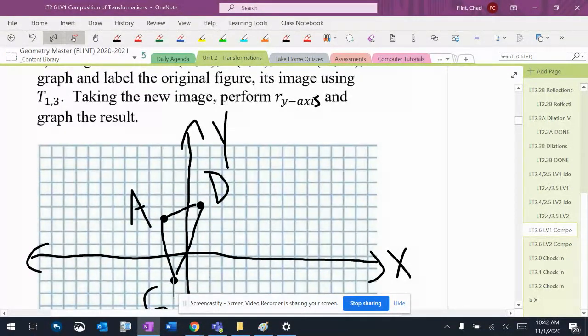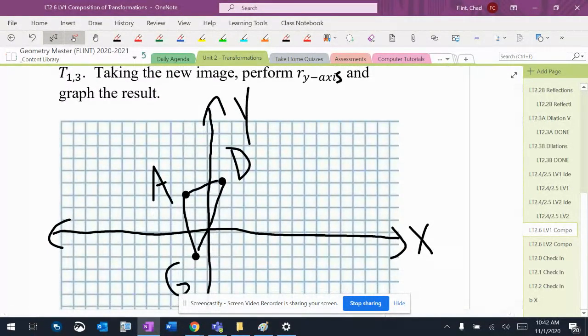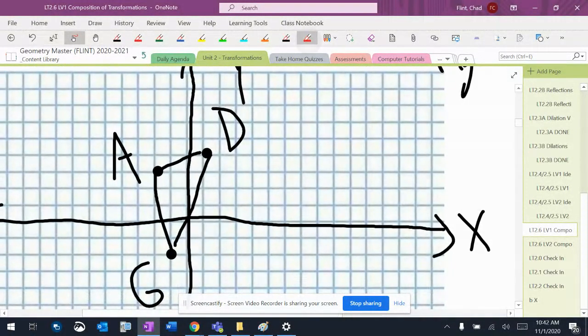So it wants me to do a translation right here. You got to make sure you read these carefully. It wants me to do that first. So that's right 1, up 3. That's what it wants to happen. So I'm going to take each one of those points, and I'm going to go to the right 1, up 3, and put new dots. Right 1, up 3, right 1, up 3. And that's going to give me A prime, D prime, G prime.